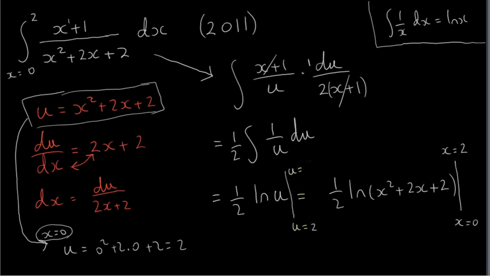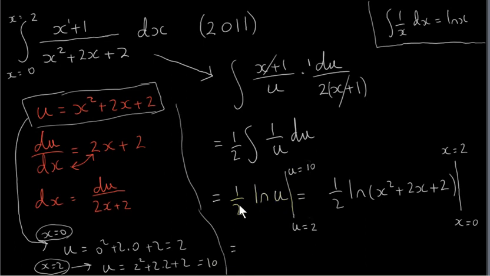Similarly, for the upper limit, we look at the upper limit in this integral here, which is 2. It's x equals 2. And we look at the value of u that corresponds to it. So it's u equals x squared plus 2x plus 2. So it's going to be 2 squared plus 2 times 2 plus 2. 2 squared is 4. 4 plus 4 is 8 plus 2 is 10. So 10 is our upper limit.